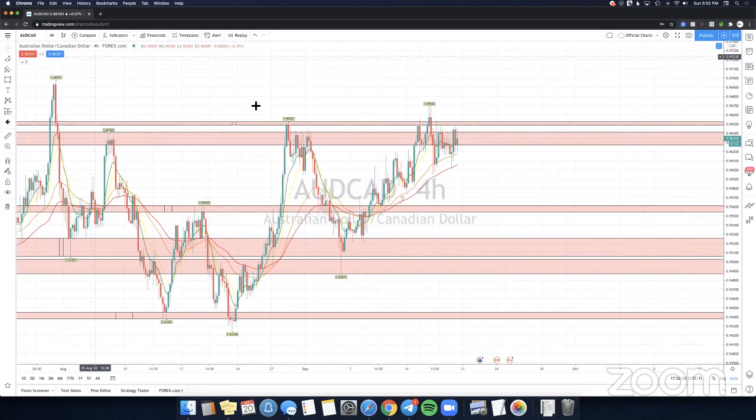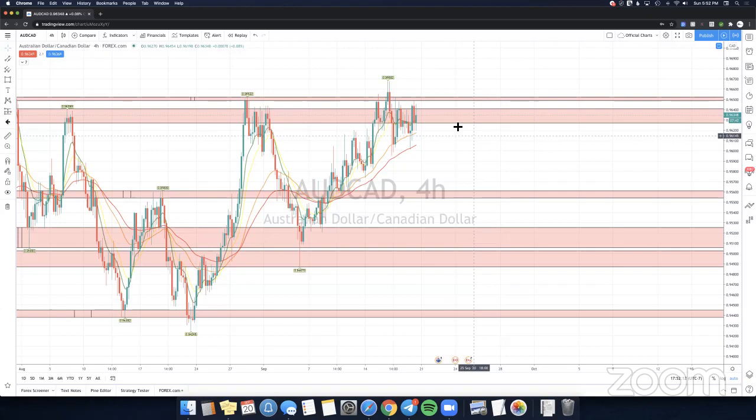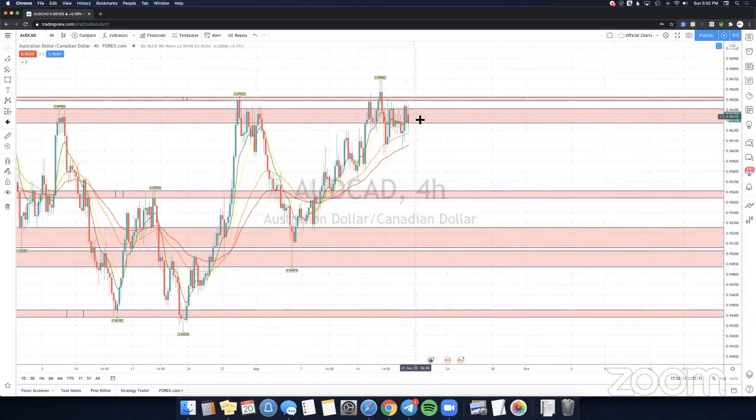So this is OddCAD. The upper level right here, I'll just consider this the upper level. It's going to be at 0.9653. I'm just going to round that up. And then the lower zone right here is going to be 0.95543. So these are pretty much the two important zones right here, because price is already within this current zone.